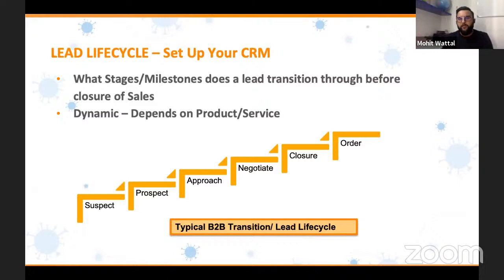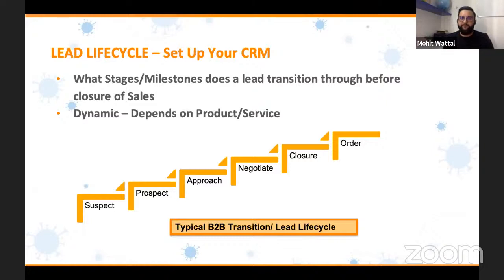But if I'm selling an ERP system for a school, or a school management software, or a library management software, I'm going to sell this to a school, and eventually parents and children are going to use it. Also, the school teachers are going to use it. So, for an enterprise business, typically the lead life cycle is standard.